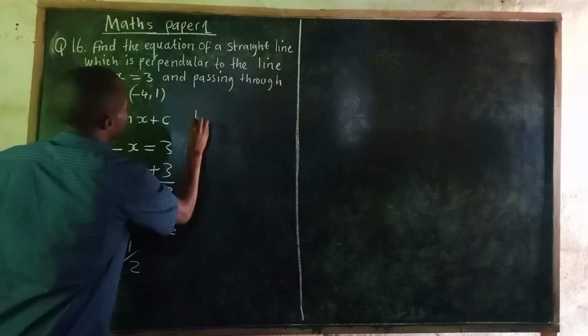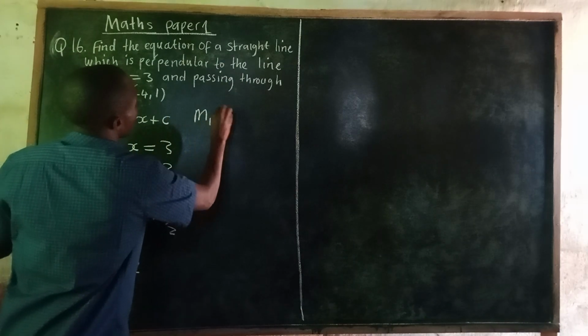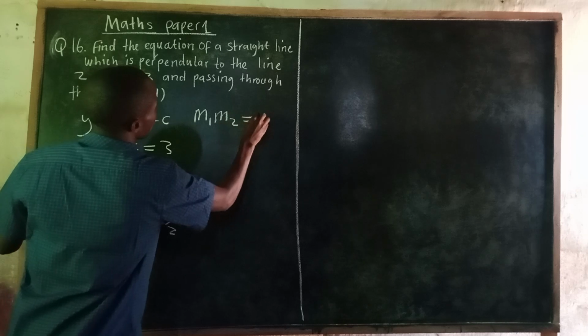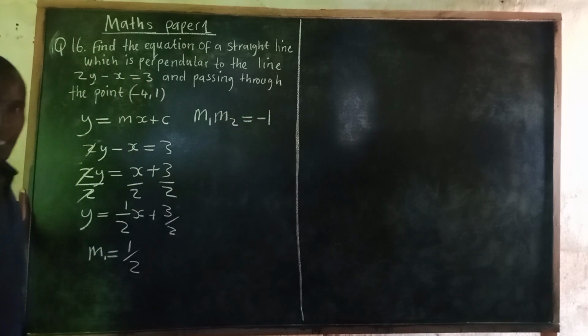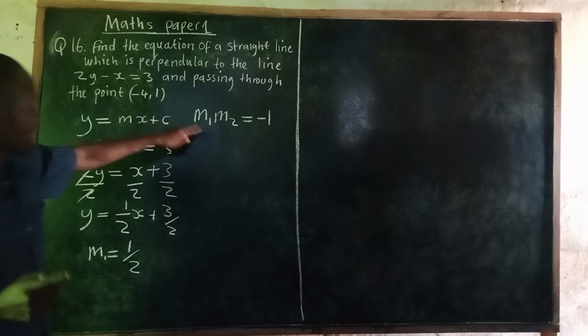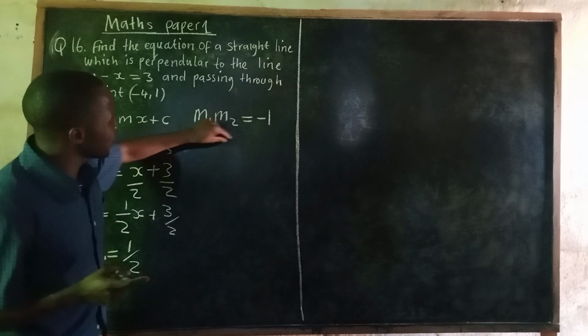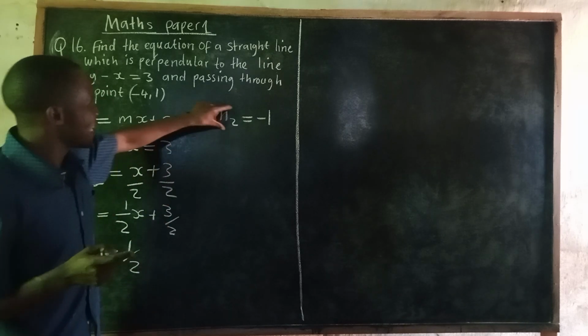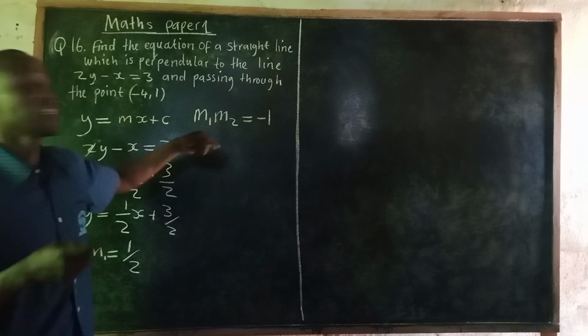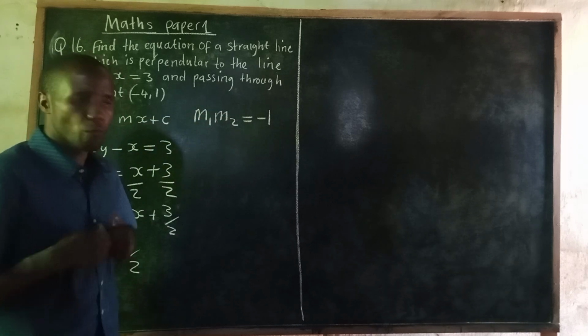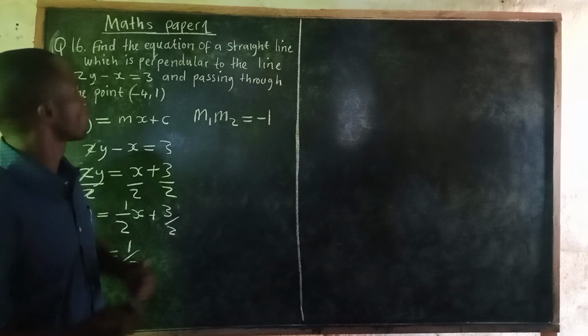So this equation is like this: m1 times m2 is equal to -1. So this m1 is the one that we have found in this equation. Now the gradient of the perpendicular line is m2. So it is the one that you are going to look to find, or rather to solve for.